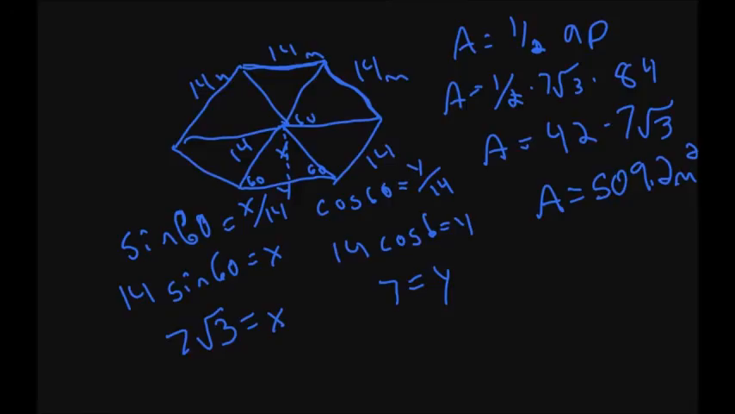So that's how you find the area of a triangle using trig functions, area of a polygon if you're given the apothem or the radius.